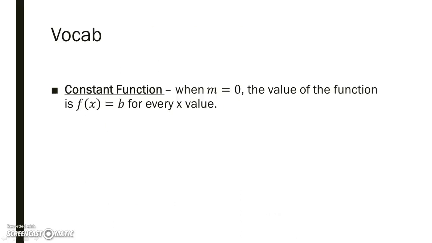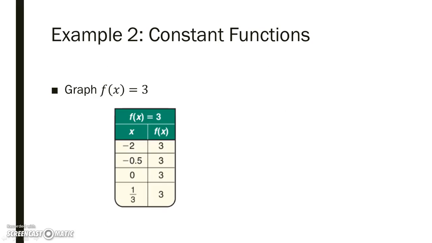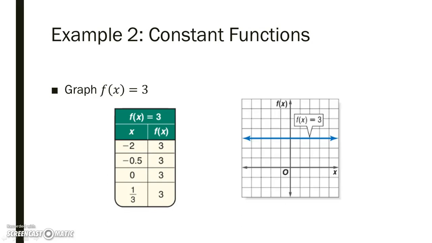Our next type is a constant function. When m is 0, the slope is 0, the value of the function is f of x equals b for every x value. So our constant function here, f of x equals 3, for every value of x, f of x is 3. The graph is a horizontal line. So here, -2, -0.5, 0, 1/3. It does not matter what x is. The y is 3, so our graph is a horizontal line like this.